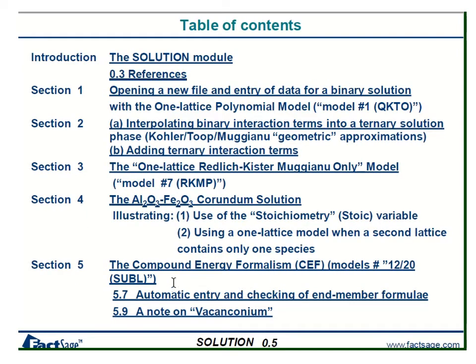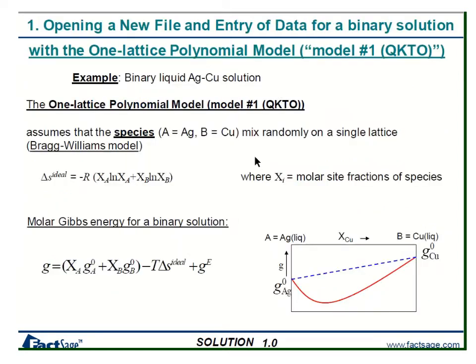So let's look at a little bit more detail about each model. We'll start with model number 1, the random mixing model, the one sublattice random mixing model, or one sublattice polynomial model. When you look at the Gibbs energy for the one sublattice model, it is typically described in this way.